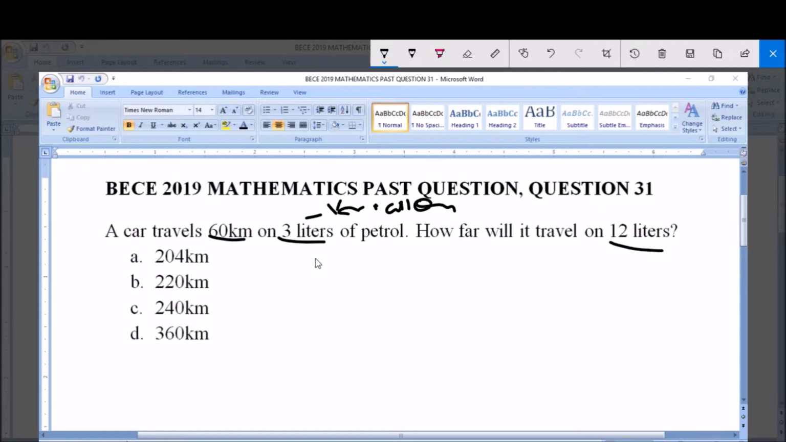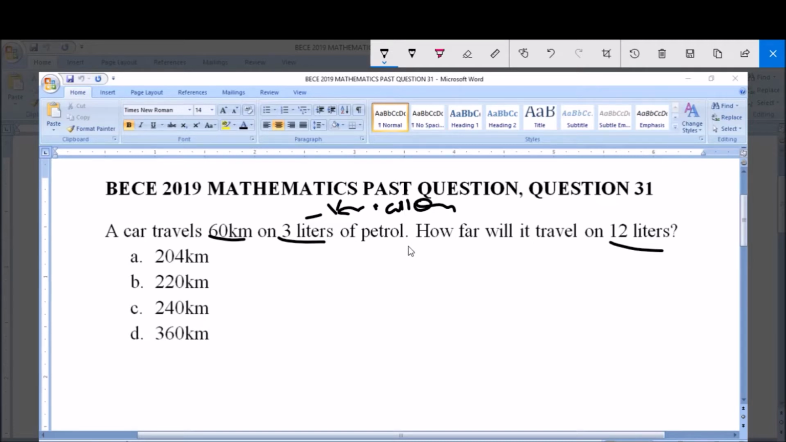Now, we have different types of variation. We have the direct variation, whereby when there's an increase in one quantity, the other quantity will also increase, and when there's a decrease, it will affect the other. And then we have the inverse variation, whereby an increase in one will lead to a decrease of the other, and a decrease of one will lead to an increase of the other.